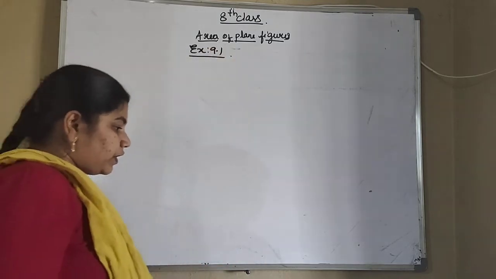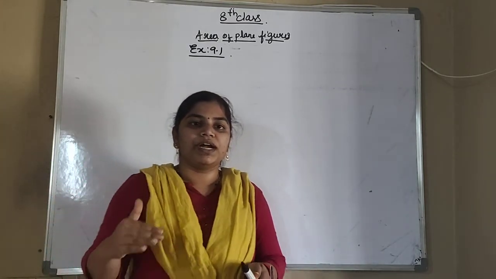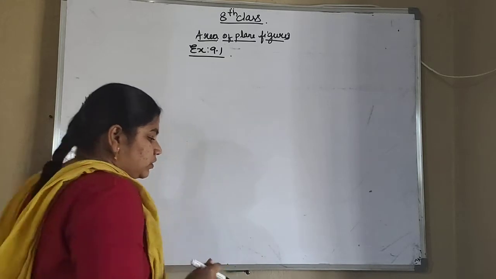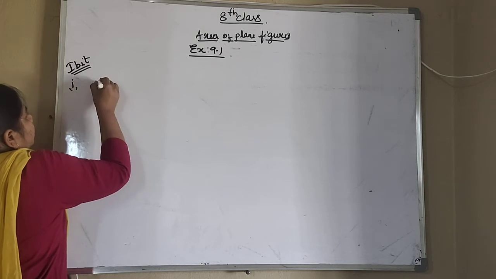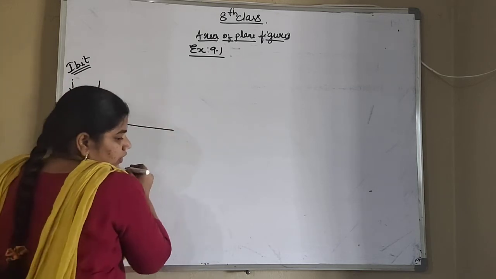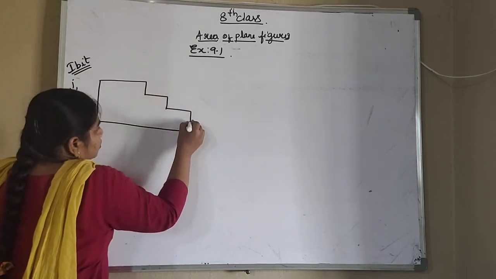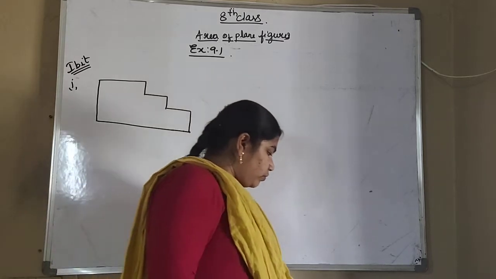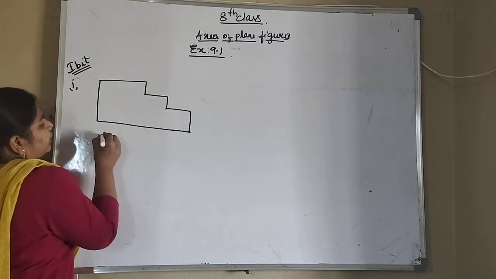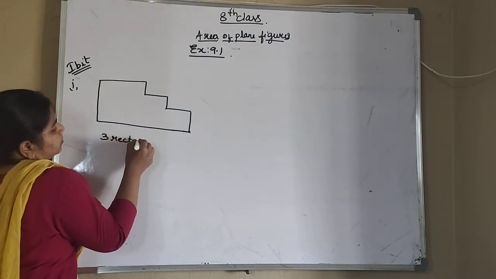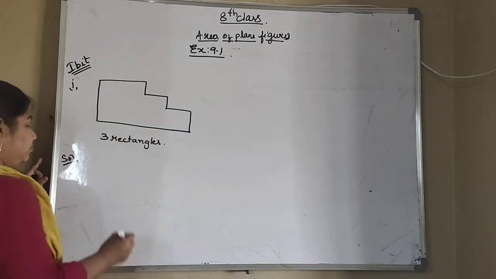So exercise 9.1. In this, divide the given shapes as instructed. They have given one figure, and we have to divide that figure. So what is the first figure we will see? In this first one, the figure is in this way. We have to divide this figure in the form of three rectangles. How to divide this into three rectangles, we will see.